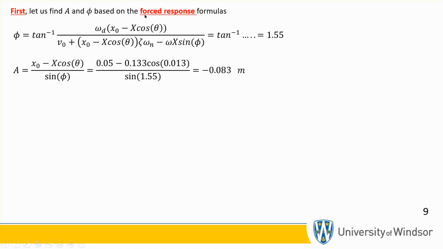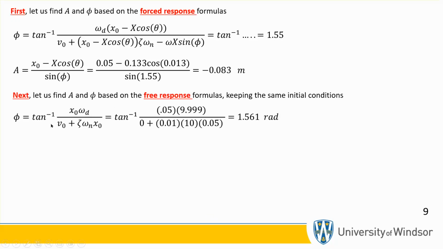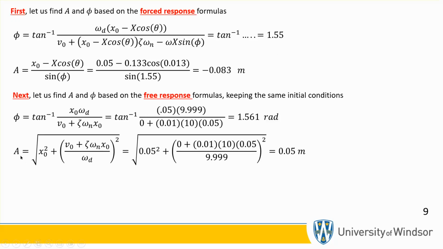Now let's go back to the stuff that we learned 2 or 3 weeks ago for free vibration. Right there, the expression looked like this. Free vibration. You plug it in, you get 1.561. Look, this is 1.55. Not very far. They're almost the same. But when you look at A from 2-3 weeks ago, you get 0.05. That thing is completely different. This was negative 0.083 and this is 0.05. So there is a big difference between these amplitudes.